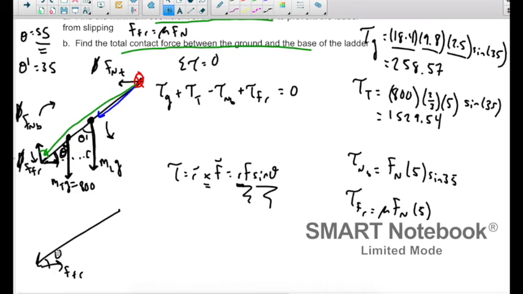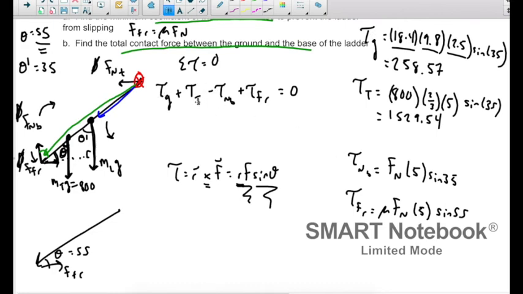And this is the angle that we know, right? 55 degrees. So this time it's going to be the sine of 55 that will get me the torque. All right, so it looks like now I could plug all of this into this equation.